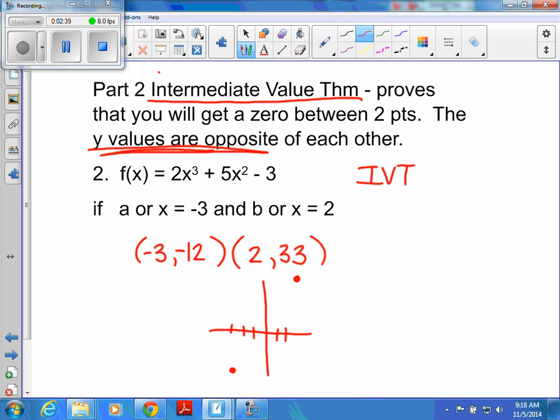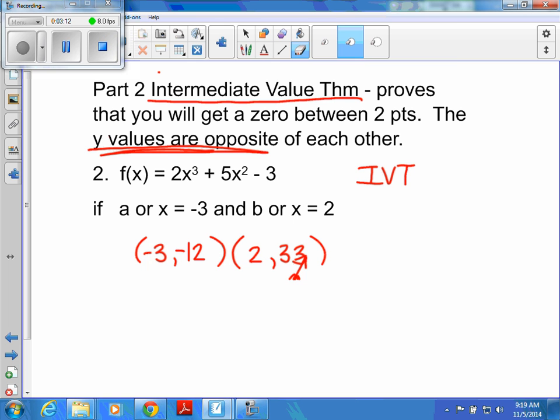Will my graph cross over the x-axis? And it does, because the y values are opposite of each other. This is what the graph is going to look like anyway. It's going to start down, and then it's going to go up, and then it's going to stay up. So did it cross over the x-axis? Yes. I'm going to erase this.